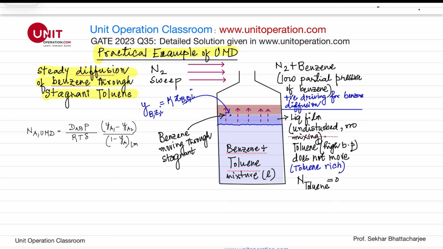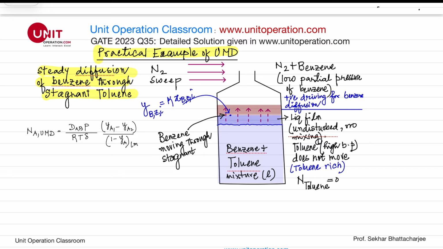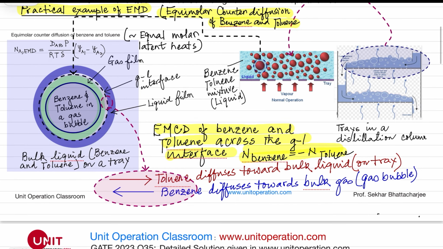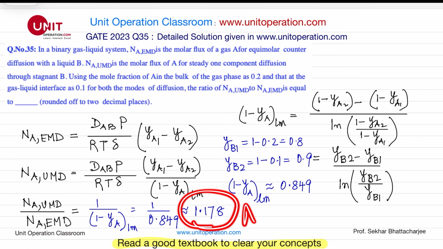If we assume this toluene, with this one assumption, toluene has a high boiling point, but we're assuming that this toluene layer remains pretty much steady and does not move. So that would be a stagnant toluene layer, through which benzene moves towards the top. So this is an example of benzene moving through a stagnant layer of toluene. So this is an example of UMD. Anyway, these are just approximate examples of practical applications, but the answer, as we said, is 1.178.